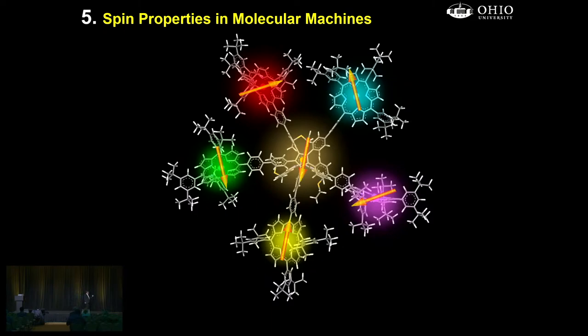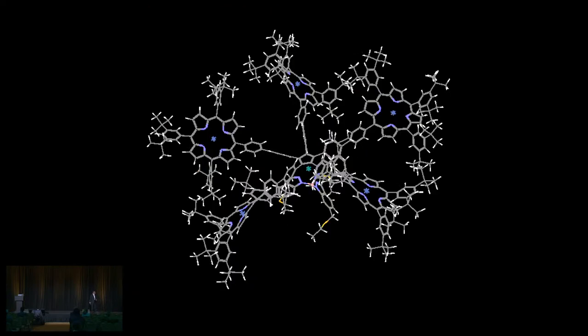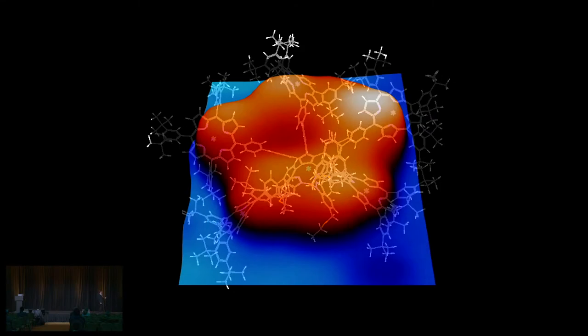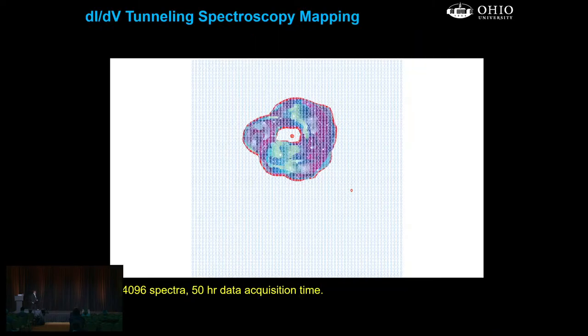So with that in mind, we designed and extended our molecular motor by adding five additional nickel porphyrins here. And so the molecule is becoming very big, this molecular motor, for our scale. It has 870 atoms, a mass of 6,162 Da, and a diameter of about 5 nanometers. And it's huge. Of course, as usual, we can get the images directly of this molecular motor. Now it should have 5 magnetic centers. What happened in these magnetic centers?